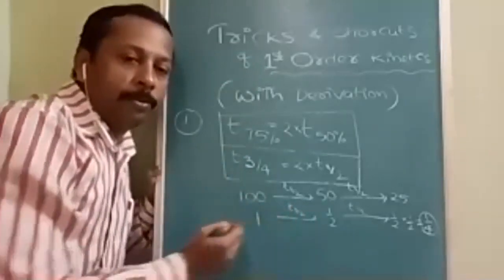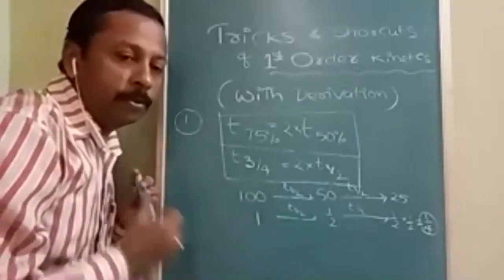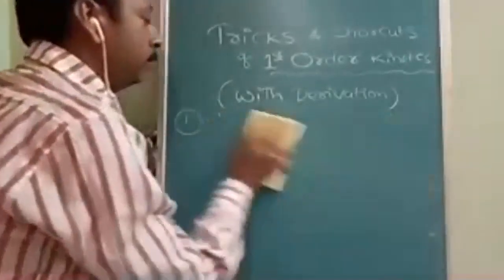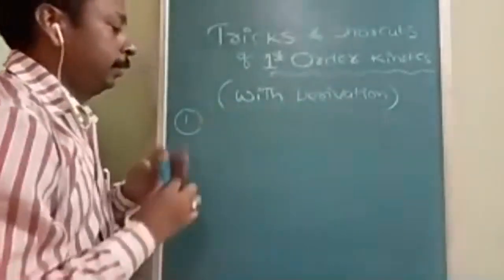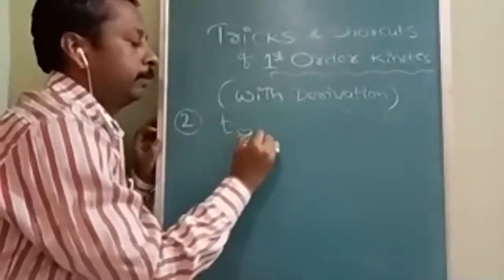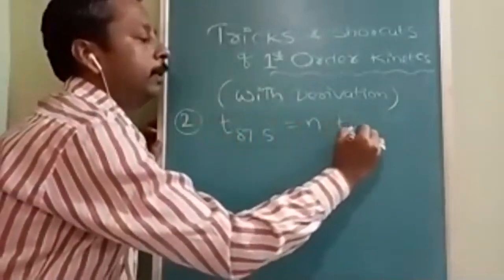No, it is simple, 2 times. Okay, let us see how much. One more trick. Will you be able to derive it or not? Let us see. Okay, so if the second trick is T 87.5% is equal to N times of T half.